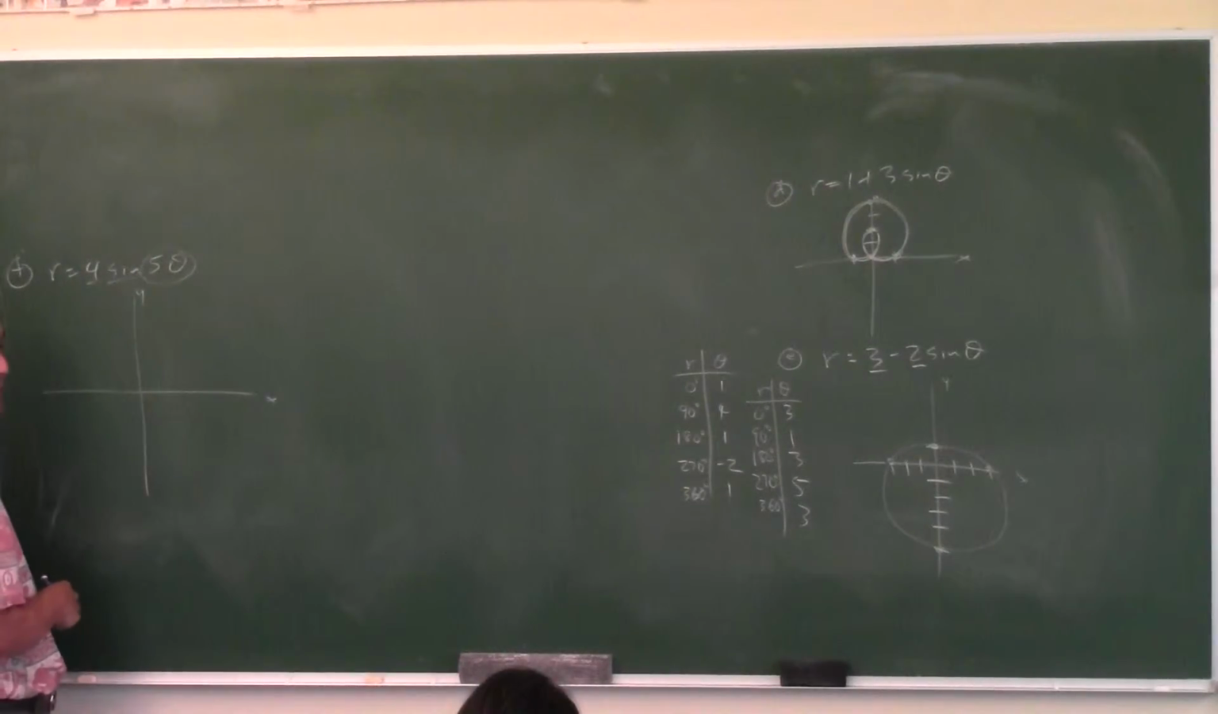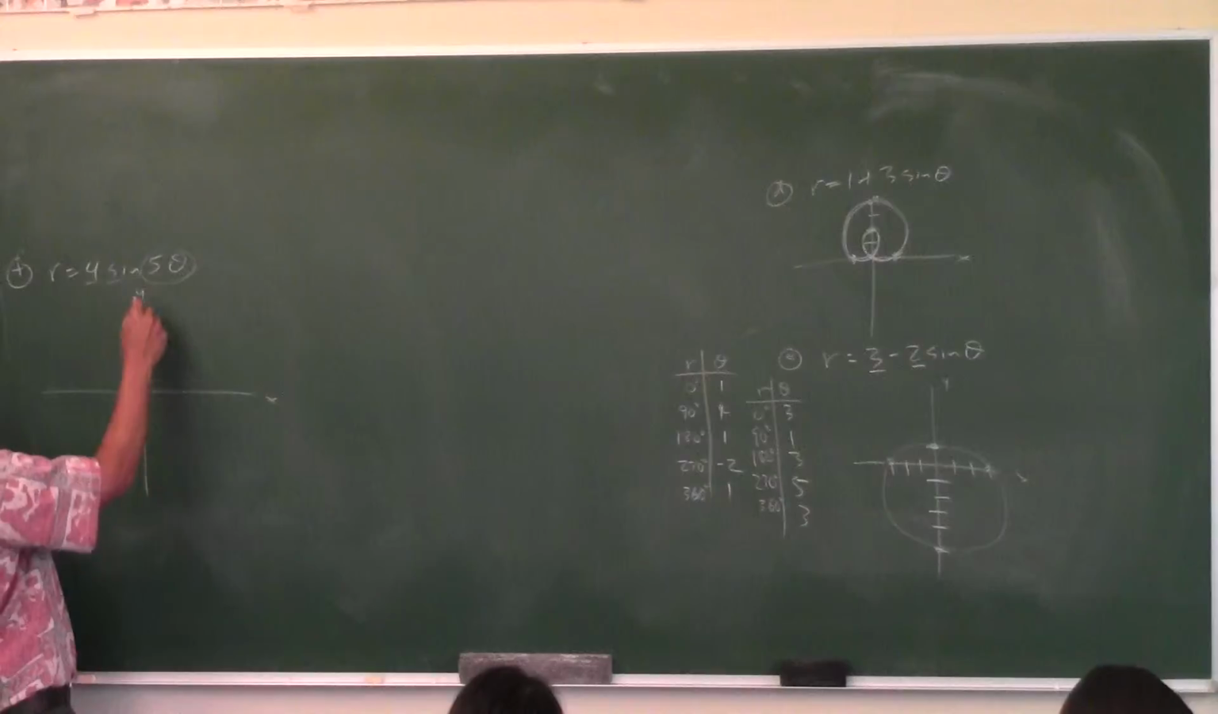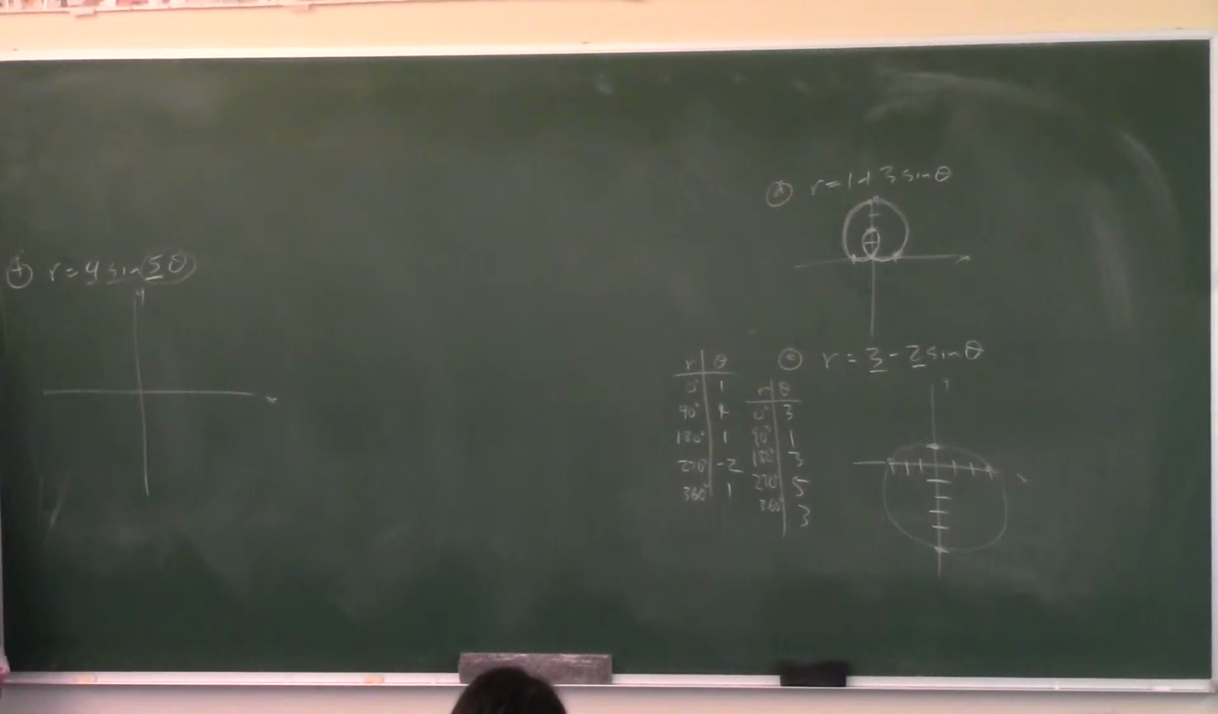How many petals are there gonna be? This number tells you how many petals. How many petals are there gonna be? 5 petals. And what is the significance of that number? That's the length of each petal. Each petal is going to be 4 units long. And they're all going to be equally spaced apart. So what is 360 degrees divided by 5?